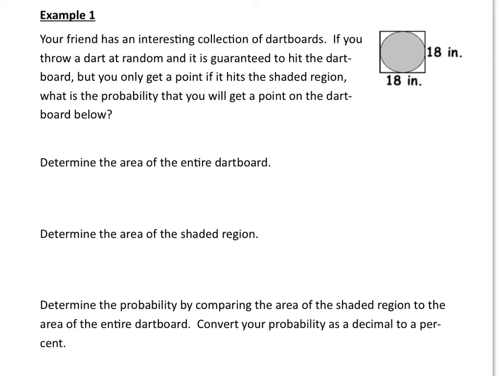So for example 1, your friend has an interesting collection of dartboards. If you throw a dart at random and it is guaranteed to hit the dartboard, but you only get a point if it hits the shaded region, what's the probability you will get a point in the dartboard below? And it's really to the right, not below. So first we have to determine the area of the entire dartboard. It's a square. We determine the area of the square by doing length times width. So we do 18 by 18. And using our calculators, we determine that that's going to be 324 inches squared.